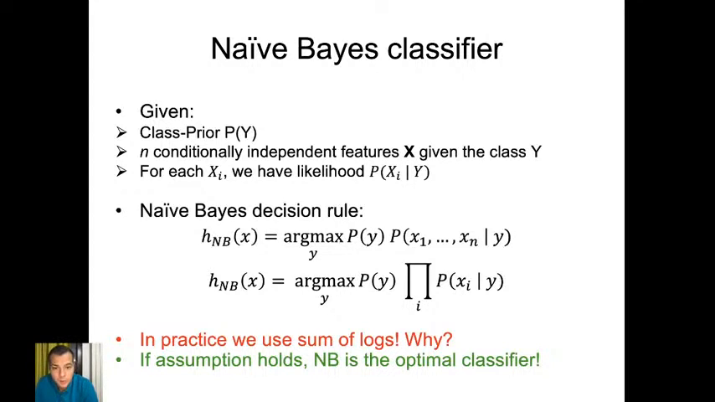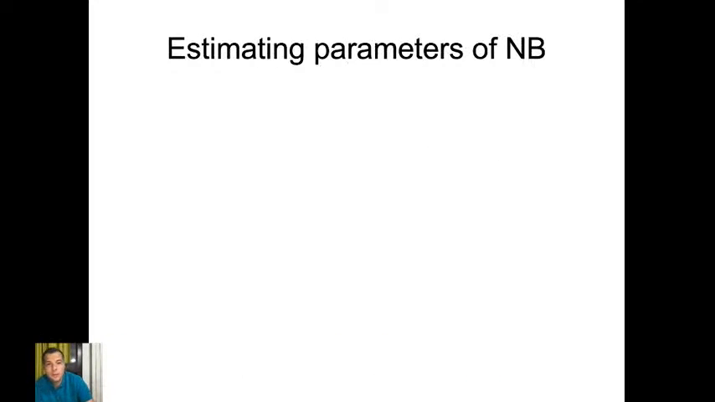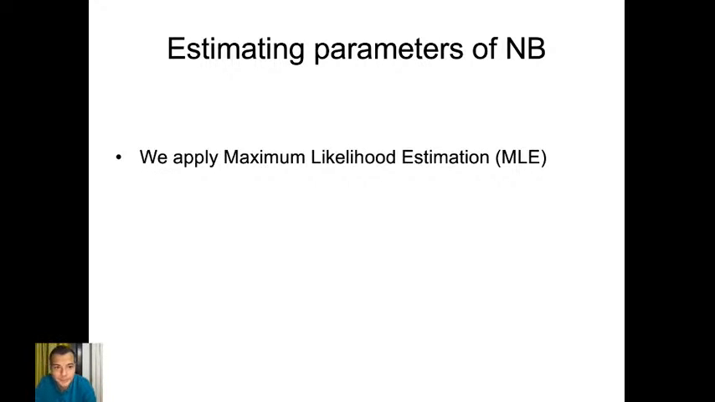Okay, so one important aspect here is if the independence assumption holds, it means that the naive Bayes classifier is the optimal classifier. But as I said before, in most cases this does not happen. But anyway, naive Bayes works fine in practice, even if the assumption does not hold.